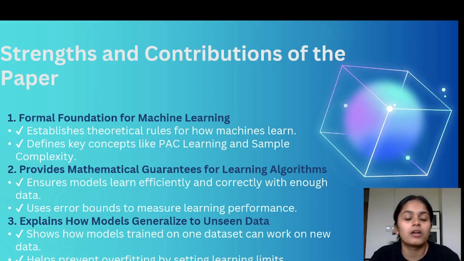The third point is that it explains how a model generalizes to unseen data. It shows how a model trained on one data set can work on new data. It helps prevent overfitting by setting learning limits.